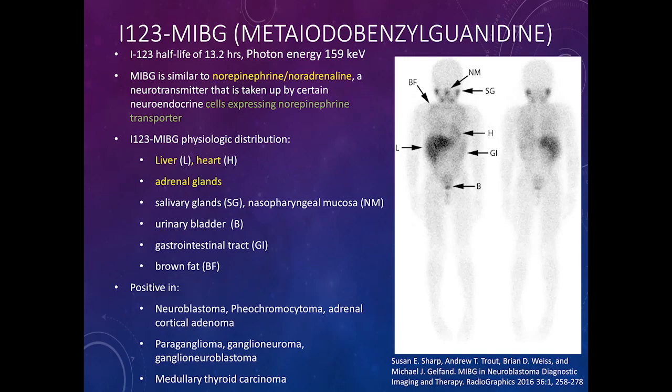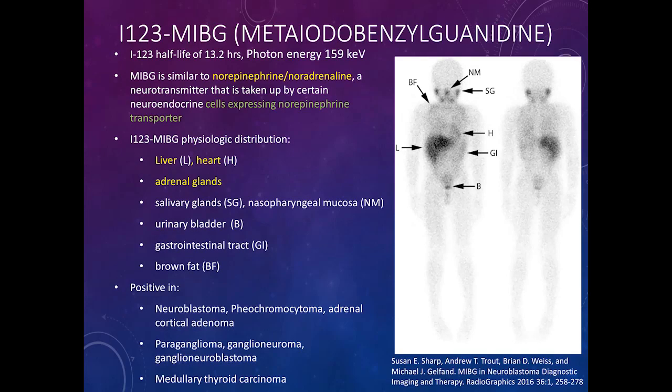Also, normal uptake will be in the salivary glands and nasopharyngeal mucosa. Excreted radiotracer will be in the urinary bladder, with a little bit of uptake in the GI tract. And in this case, we are looking at a scan of a young individual, probably a child, and they still have plenty of brown fat. You will see uptake in the brown fat because it usually expresses norepinephrine transporter.